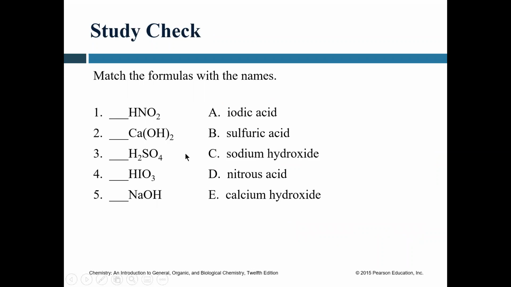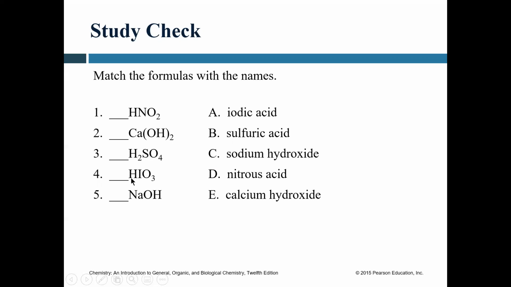So naming some of these, match the formula with their correct names. All right, this has an H in front of it, so this is an acid, and this is a polyatomic ion. So we're going to go with nitrous acid on this one because this is ite. Ite goes to ous, nitrous acid. Calcium hydroxide. Here, this is H2SO4. The H in the front letting me know it's an acid. SO4 is sulfate. Ate goes to ic. I ate something icky. So this is sulfuric acid.